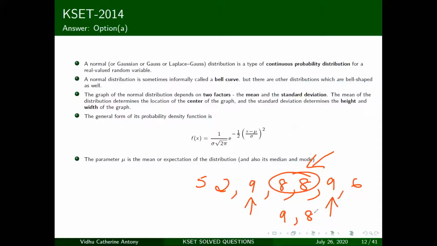The Gaussian is particular about this. It is always unimodal. So it has just one mode, one median, and one mean, which are all the same.